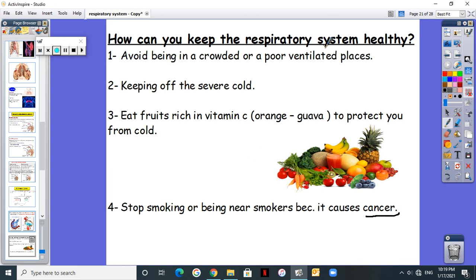So how do you keep your respiratory system healthy? Avoid being in crowded or poorly ventilated places, and open your window in any room you go inside. Number two, keep off the very cold air. Number three, eat fruits rich in vitamin C to protect you from cold. And number four, stop smoking and stop being near smokers because it causes cancer.